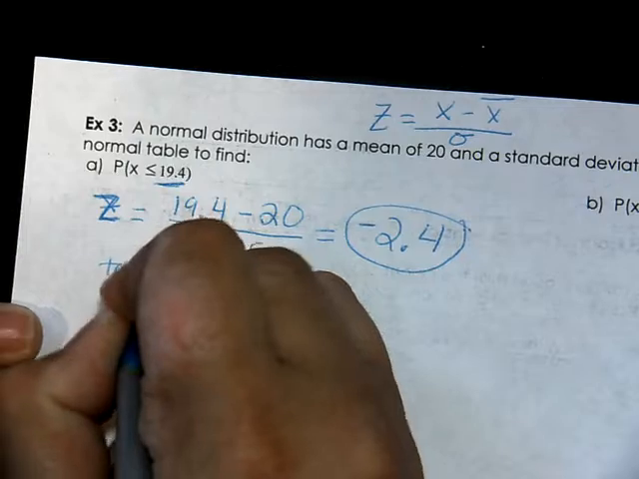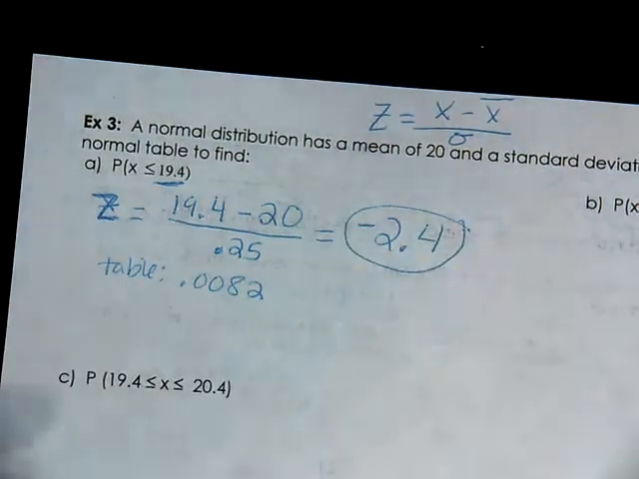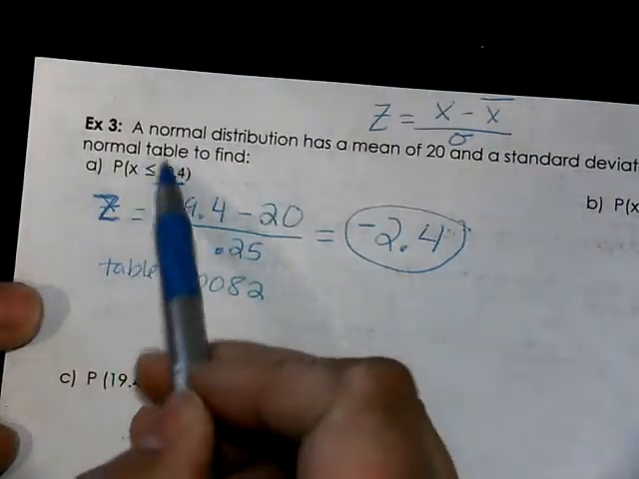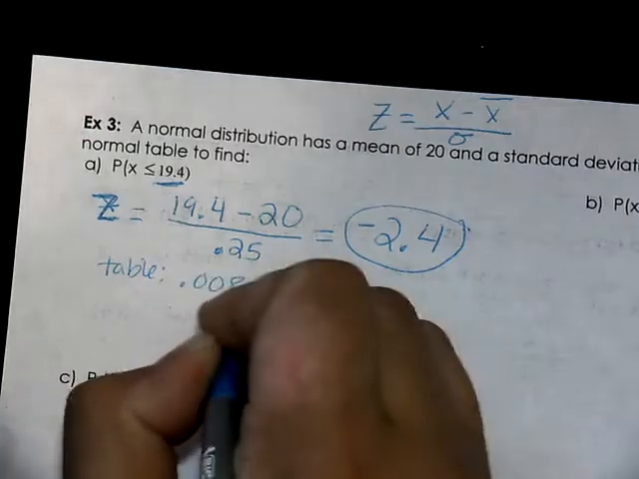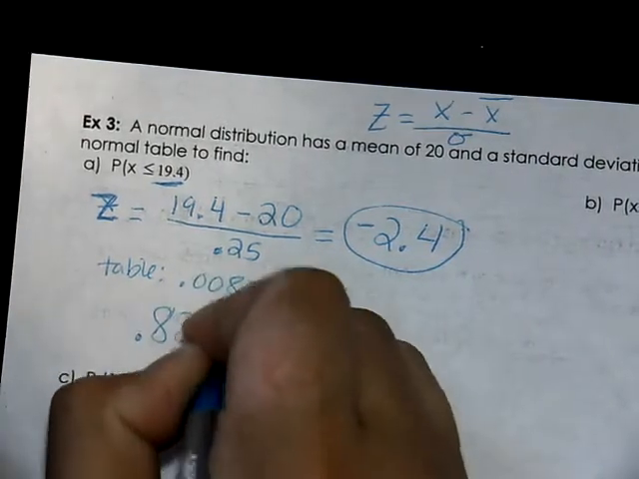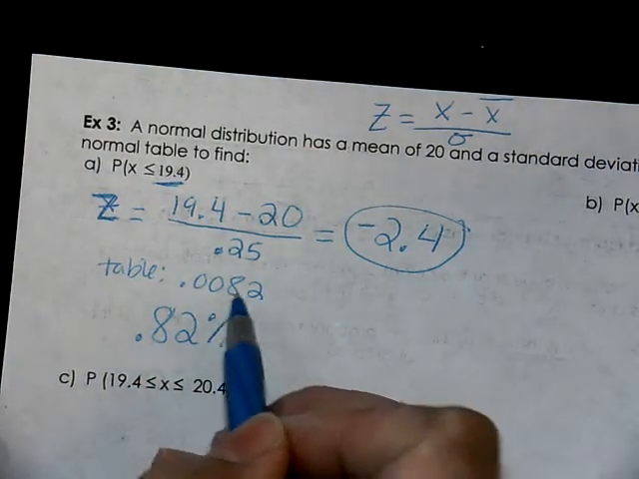So again, that's for my table, 0.0082. And you have to now decide, do I want to do 1 minus it or not? And since this is less than or equal to, I do not want to do 1 minus it. So this would be your answer, but I'm going to go ahead and write it as a percentage. So we're going to move that decimal point 2 to the right, and you get 0.82%.